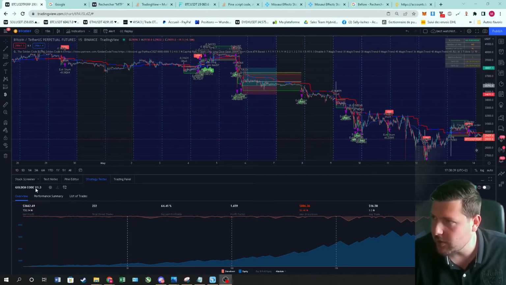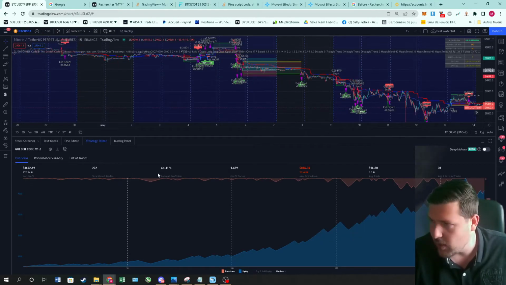This is the golden code. The chart I'm using on TradingView is 15-minute BTC USDT from Binance. What you should be looking for is mostly the profit factor. If it's under 1.5, I wouldn't recommend using any trading strategy under a 1.5 profit factor. Basically, if you put €1 in the market, how much do you get in return.